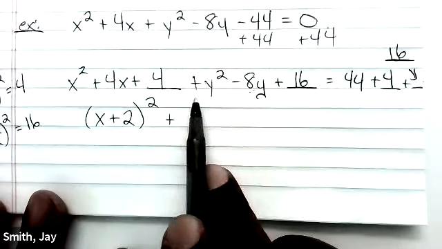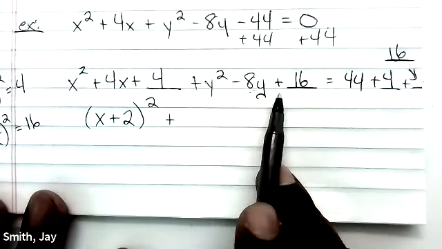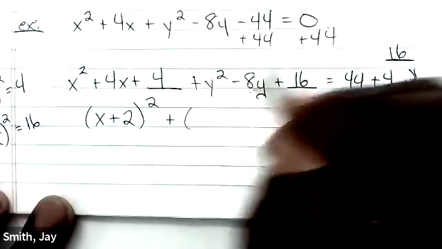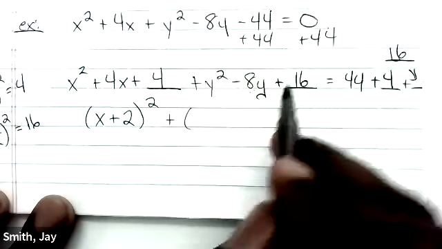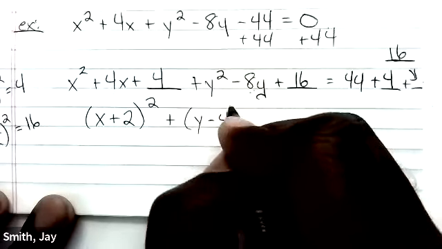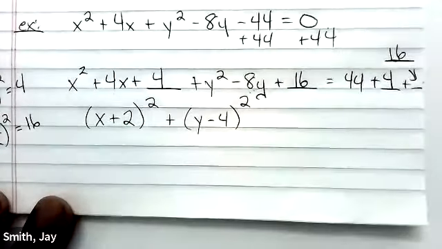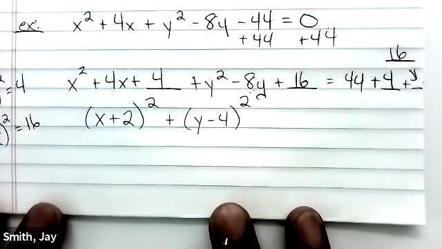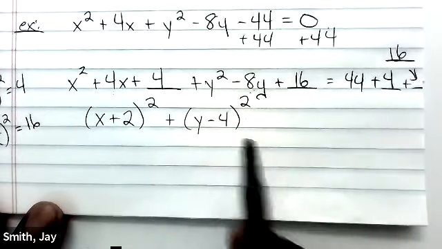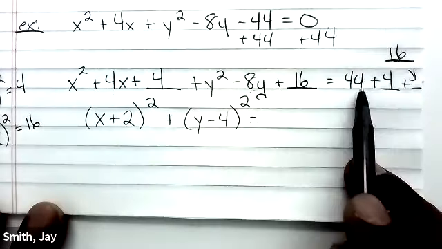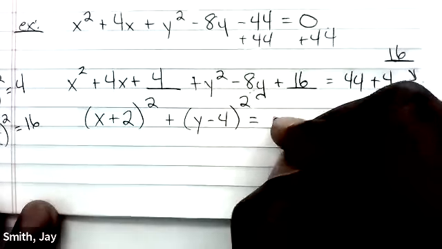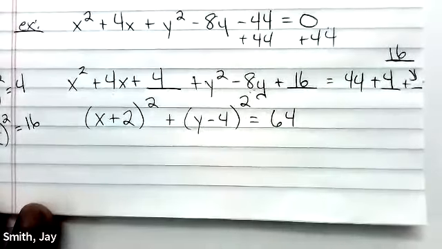Plus, we'll do the same thing, factoring y squared minus 8y plus 16. Two numbers we can multiply to get positive 16 and combine to get negative 8. Those numbers are negative 4 and negative 4. Remember, those factors are exactly the same, making a perfect square trinomial. So it's going to be y minus 4 quantity squared. And it's going to be equal to 44 plus 4 plus 16, or 64.